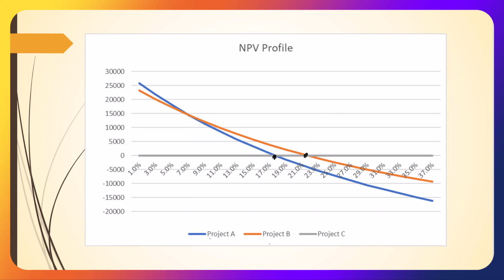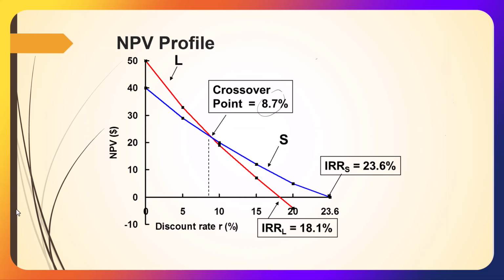So what we're talking about here is a conflict. We'll talk about that here in a second. But they don't always give the same answer. A little bit better example, a little bit wider description shows us here's project L. Again, it has higher net present values in the beginning than S does, but it changes. There's a crossover point right in the middle. What is that crossover point? In this example, it's 8.7%.